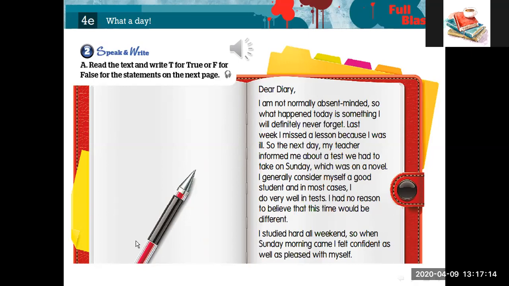Okay, dear diary, I'm not normally absent-minded, so what happened today is something I will definitely never forget. Last week I missed a lesson because I was ill, so the next day my teacher informed me about a test we had to take on Sunday, which was on a novel. I generally consider myself a good student, and in most cases I do very well in tests. I had no reason to believe that this time would be different. I studied hard all weekend, so when Sunday morning came, I felt confident as well as pleased with myself.